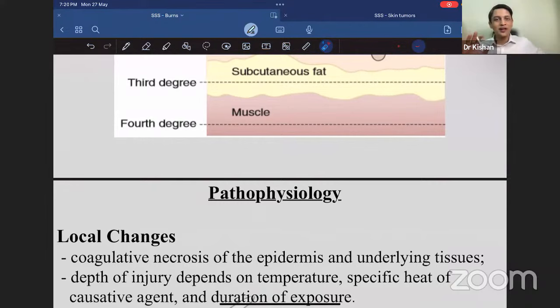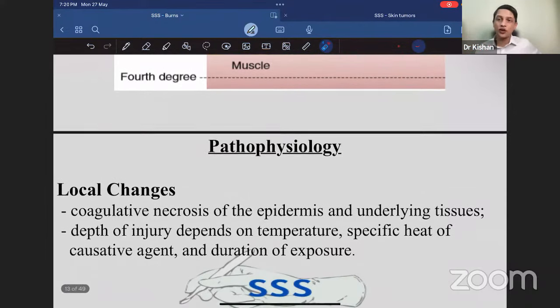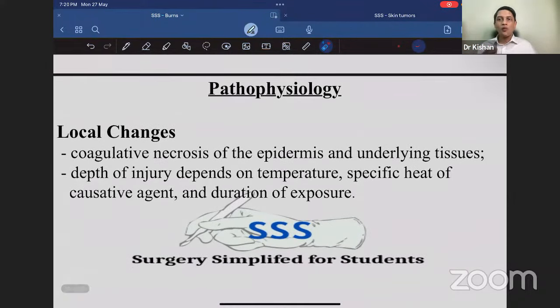Okay, so coming to the pathophysiology. What are the changes that occur when a patient suffers burn injury? What are the local changes? What are the systemic changes? We will classify and tell. We can write it system-wise also, to different systems, how they affect. What is local? This is again another question asked.